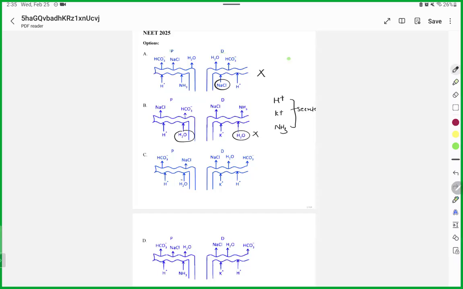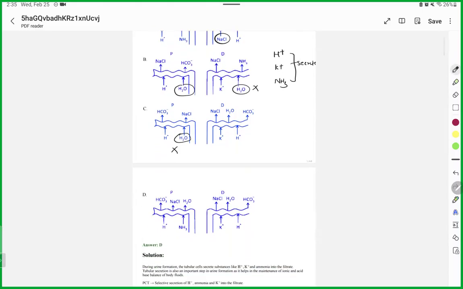Here water is secreted, again wrong, correct? So what is left out? H positive, ammonia, K positive. And I told you only three things are secreted: H positive, K positive and ammonia. So what will be the answer? D. Any doubt?